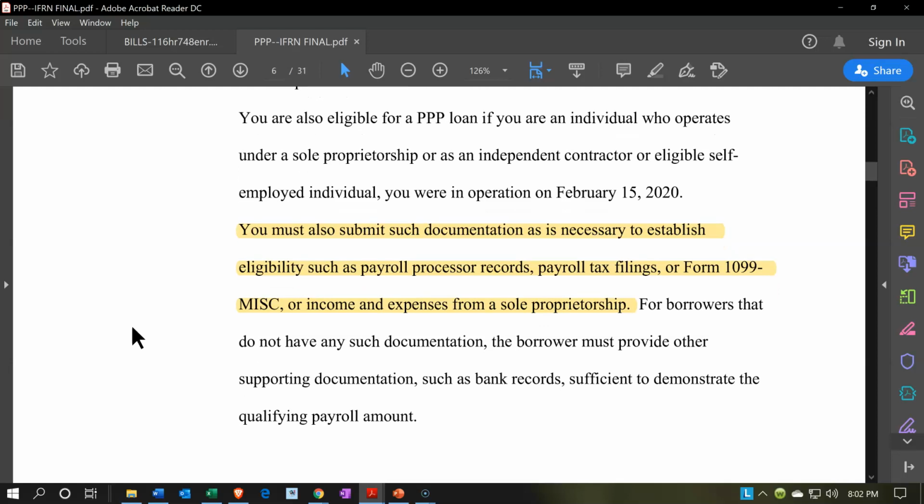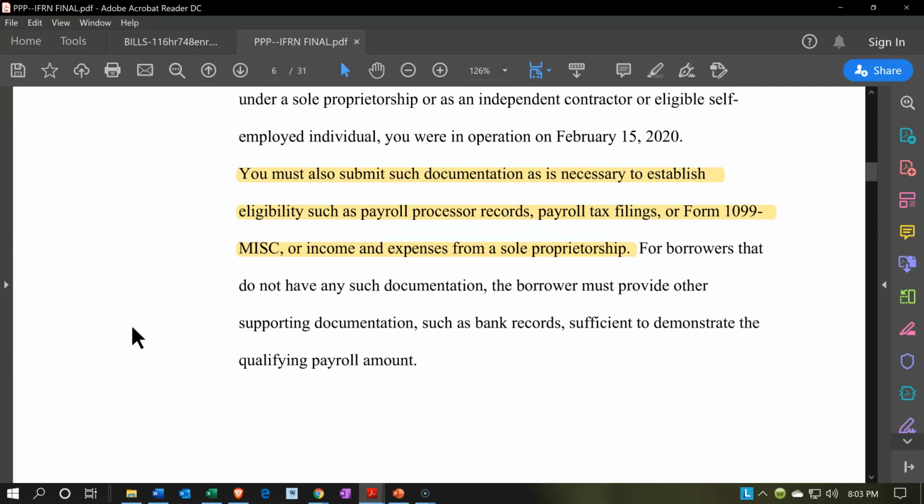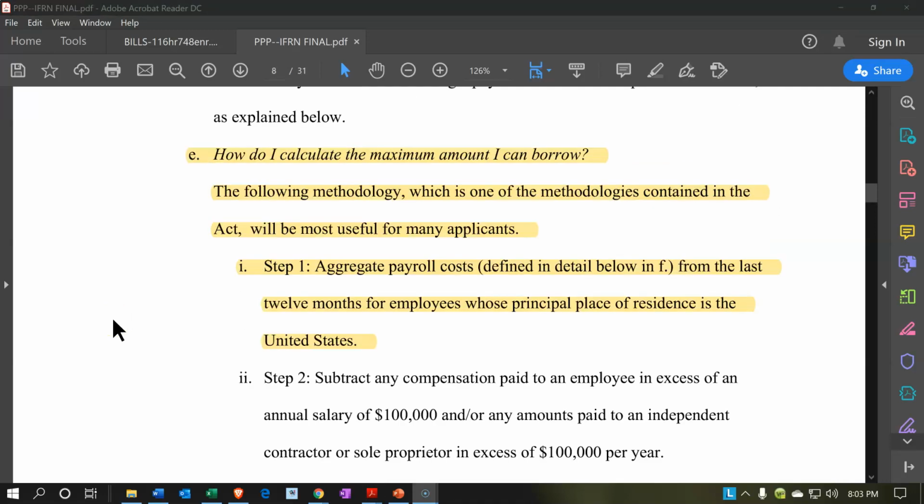You're going to want to, in essence, have your tax return as well, because that's going to be the calculation of the net income, which I would assume for the Schedule C they would be using there. Then I think it might be worth just going over the calculation again over here. So how do I calculate the maximum amount that can be borrowed?